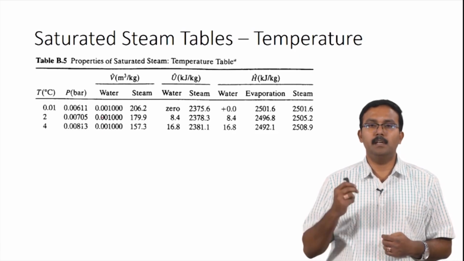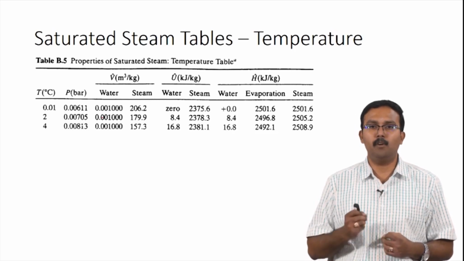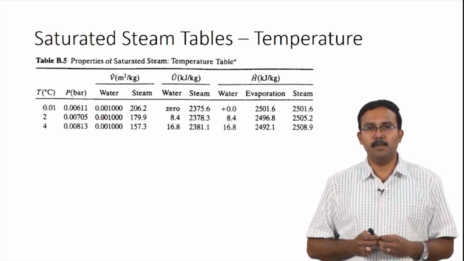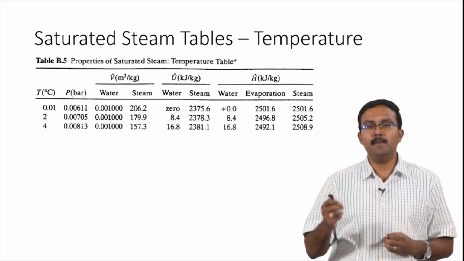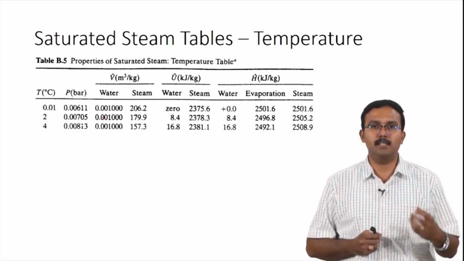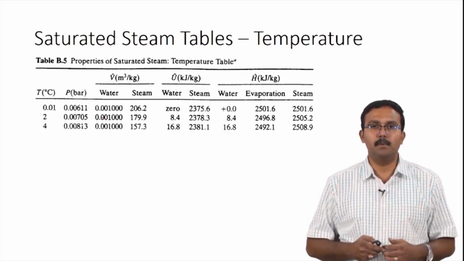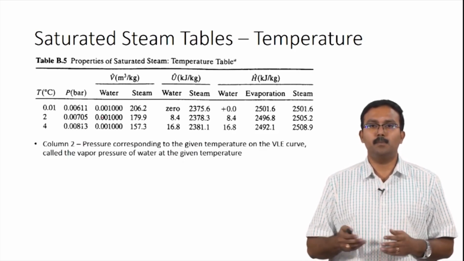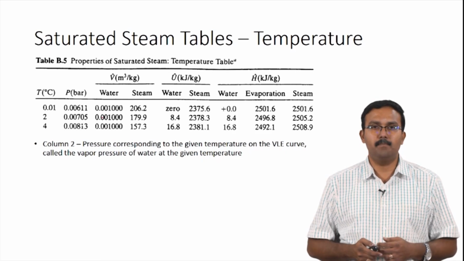What you see is that the specific internal energy and specific enthalpy for this particular point have been represented as 0. This implies that the reference state which has been used is liquid water at the triple point. The values for steam at the triple point have been given as non-zero values. However, the value for water at the triple point is given as 0. This means liquid at the triple point has been used as the reference state for this table. Now let us look at each of the columns. Column 2 is the pressure which corresponds to the given temperature on the VLE curve. It is also called the vapor pressure of water at the given temperature.